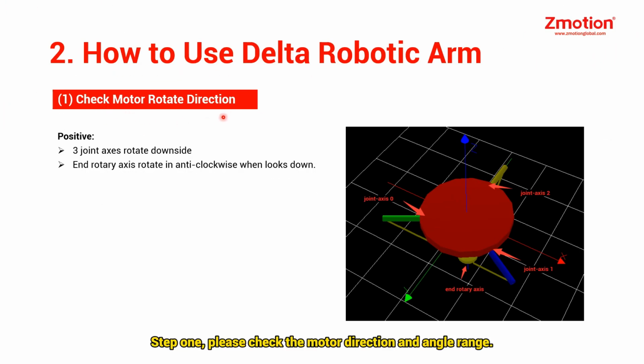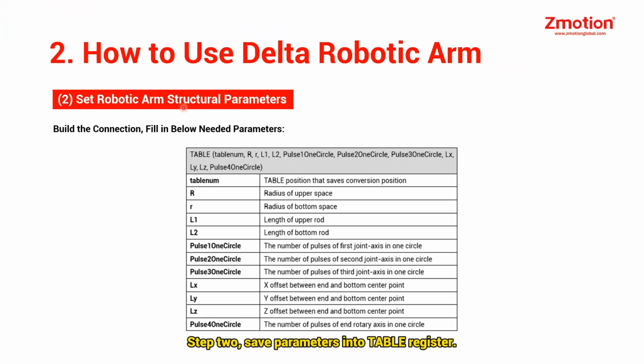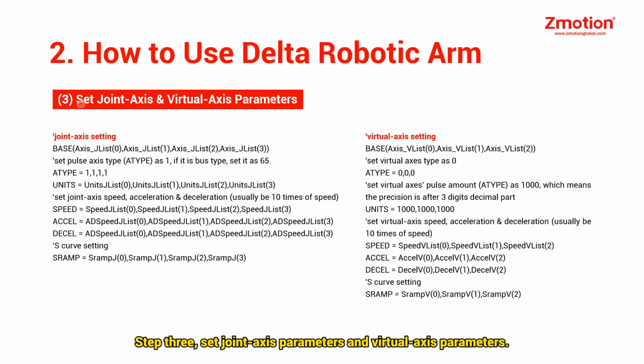Step 1. Please check the motor direction and angle range. The direction must be correct. When 3 joint axes are rotating down, it is positive, correct. Looking down, when the end rotary axis rotates anti-clockwise, it is positive and correct also. Step 2. Save parameters into table register. Include up and down space radiuses, up and down rod length, pulses for 4 axes in one circle, offset between end and center point.